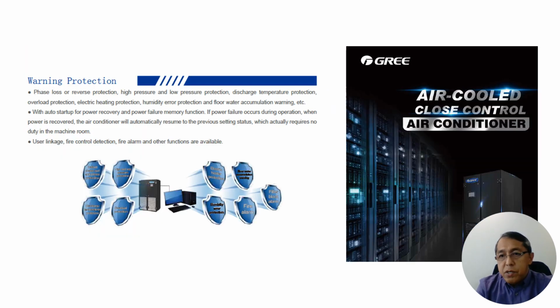The warning protection such as phase loss or reverse protection, high pressure and low pressure protection, discharge temperature protection, overload protection, electric heating protection, humidity error protection, and floor water accumulation warning is also part of the system monitoring.